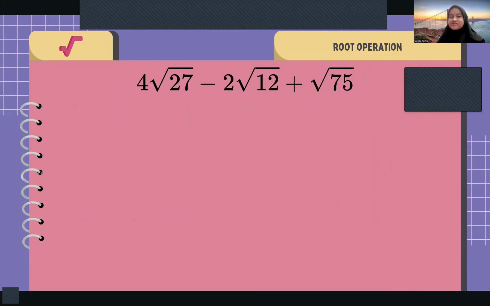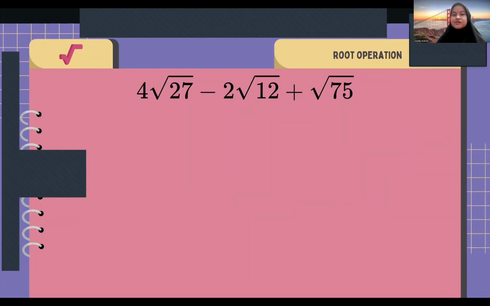But don't worry guys, we're going to break it down using our 3 simple steps. That is simplify, combine, and conquer strategy. Do you guys remember the first rule of roots operation? You can only add or subtract roots if they have the exact same number under the root sign. Right now, we have 27, 12, and 75. Not good, right? So we need to simplify each one first.